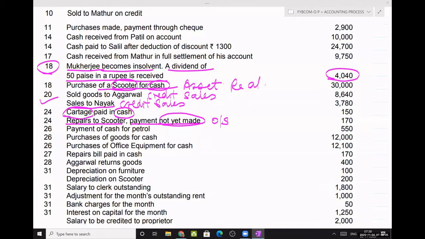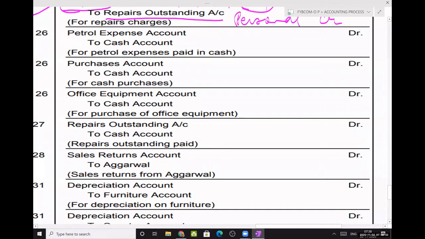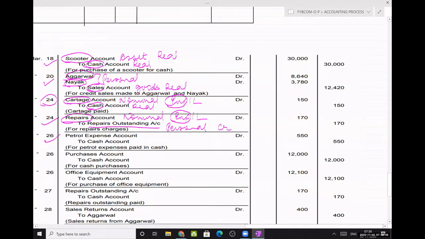Next, payment of cash for petrol. 26th. Okay. So petrol expense obviously. Petrol, then money was paid. So petrol is what? Petrol is normally an expense. What is the rule for nominal? Expenses or losses should be debited. So petrol is an expense, not a loss. Okay, cash. Cash is what? Real account. Real account, credit what goes out.